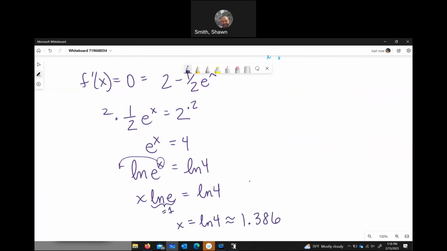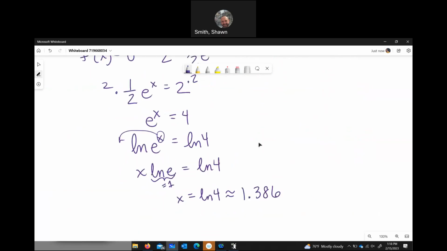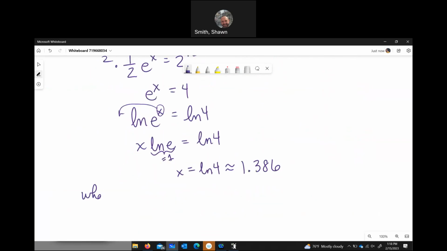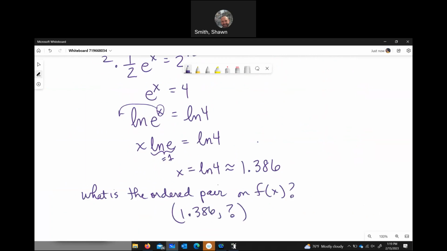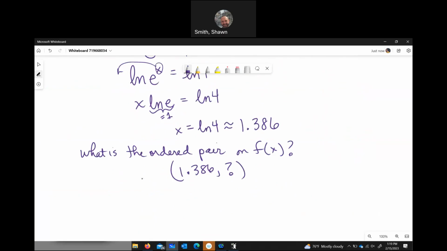Now, if I want to know, okay, so that's at x, what is its y value? So let's say, what is the ordered pair of this point? Well, it's going to be 1.386 comma something, right? How do I find the y value? With any function, plug it in. If I have the x, x generates all the y's, right? So all I gotta do is evaluate f of the natural log of 4.